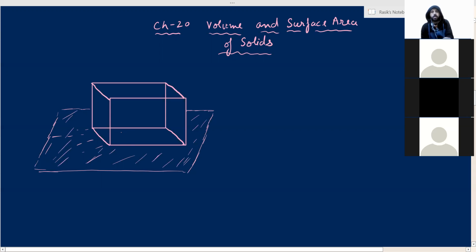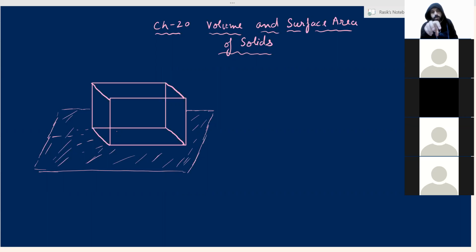Now, not only on a plane surface, this cuboid is occupying some space also in the air. It is also occupying some space in the air, right or not? This cuboid does not only occupy the surface on top of the table. Am I right? Yes, sir. The total space occupied by this solid or any solid is known as the volume of the solid. Okay, so that is volume.